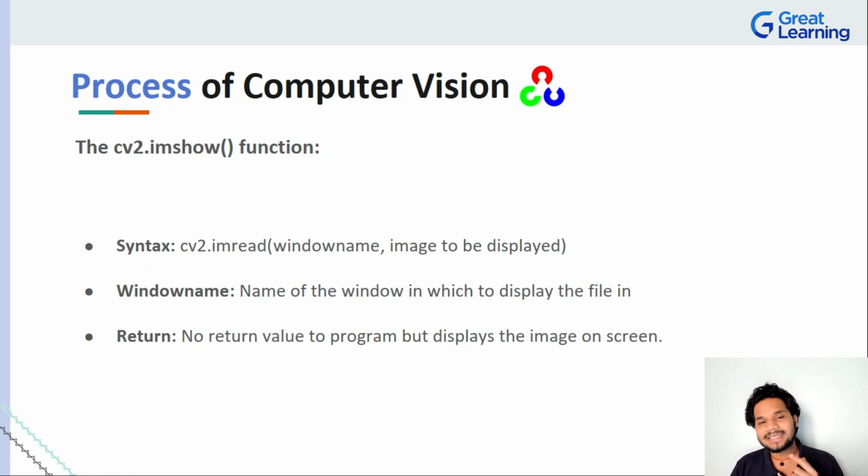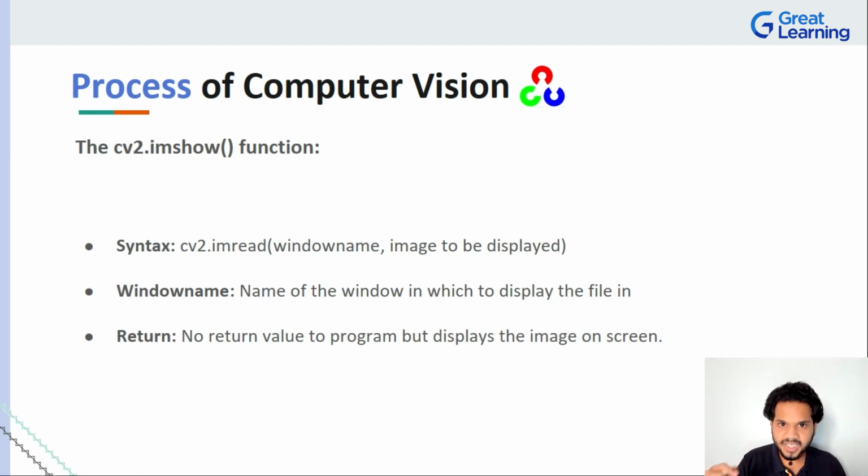Now, once imread, or image read, is done, the next thing we need to take a look at is image show. With respect to image show, you're trying to get it displayed onto the output window, right? In that particular case, there are two important parameters that you have to take into account here. One is the window name and the other one is the image to be displayed. Window name basically talks about the name of the window which has to display the file.